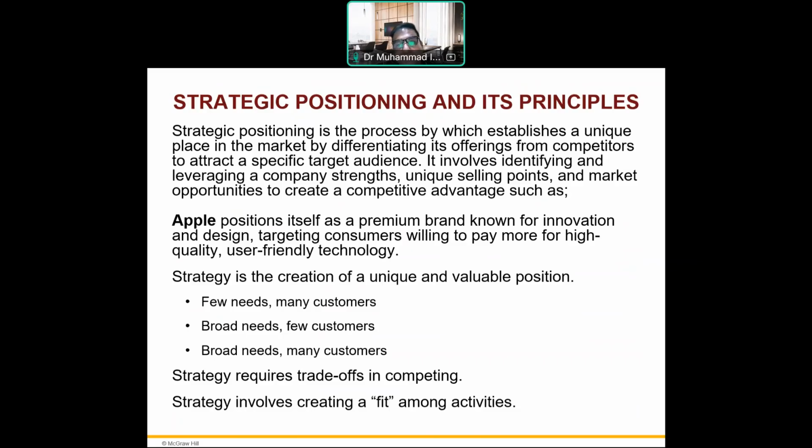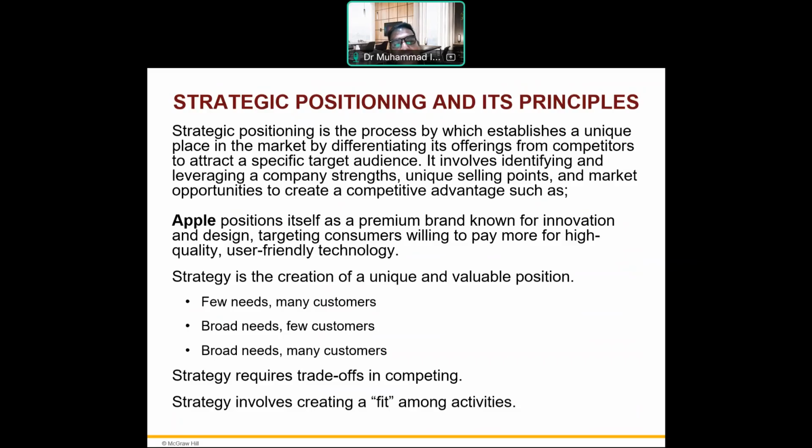Here are some examples which give you a clearer understanding of strategic positioning. Everybody knows Apple iPhone positions itself as a premium brand known for innovation. Why do people prefer Apple? Due to their innovation and design, and also they target consumers willing to pay more for higher quality, user-friendly technology. These features make Apple unique from other mobile companies.